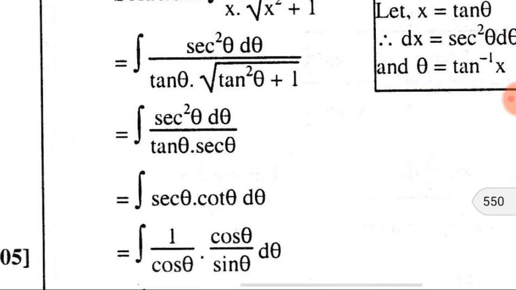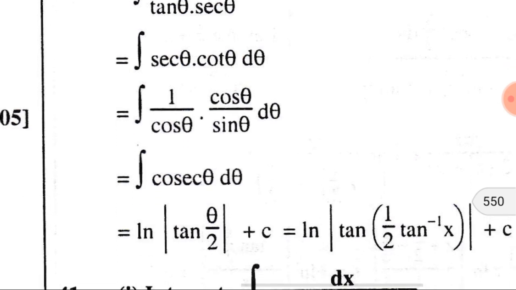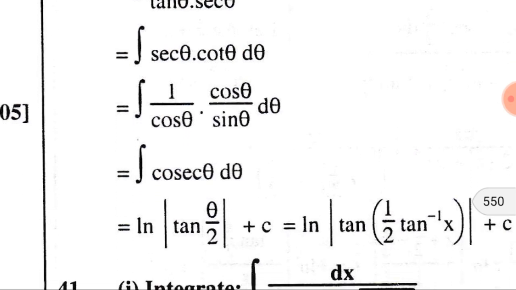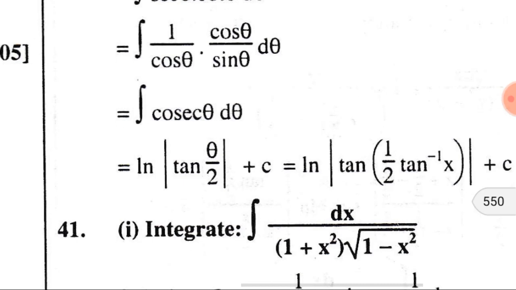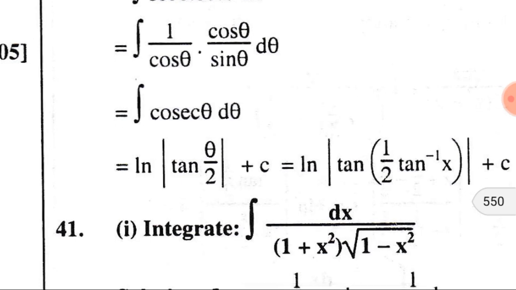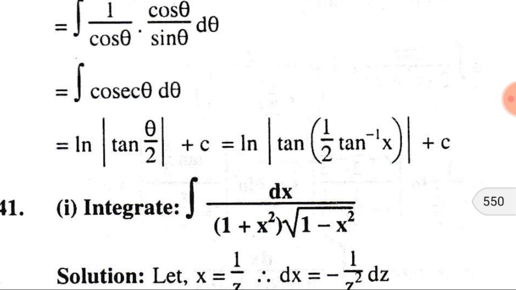Then it becomes sec square theta by tan theta sec theta, and if I reduce it, it becomes sec theta cot theta d theta. Again, sec theta can be written as 1 by cos theta, and cot theta as cos theta by sine theta. Here cos theta will be cancelled, and the remaining part is 1 by sine theta, which can be written as cosec theta. Now it becomes integration cosec theta d theta, and the integral of cosec theta d theta is ln of tan of theta by 2 plus c, where c is the integral constant. Now replacing theta by tan inverse x, we get ln of tan of half tan inverse x plus c.